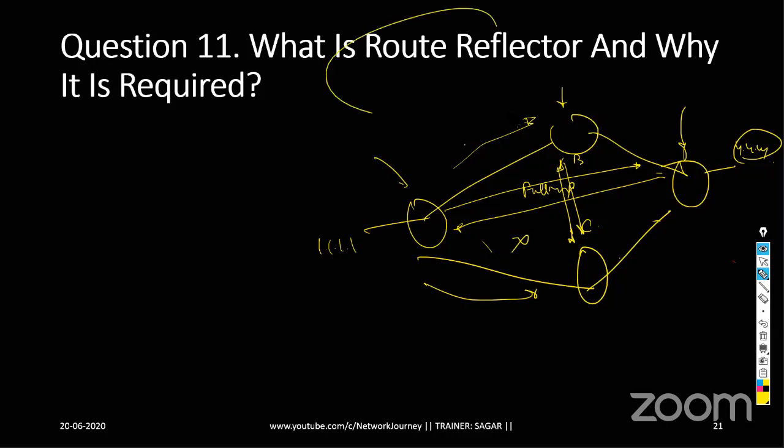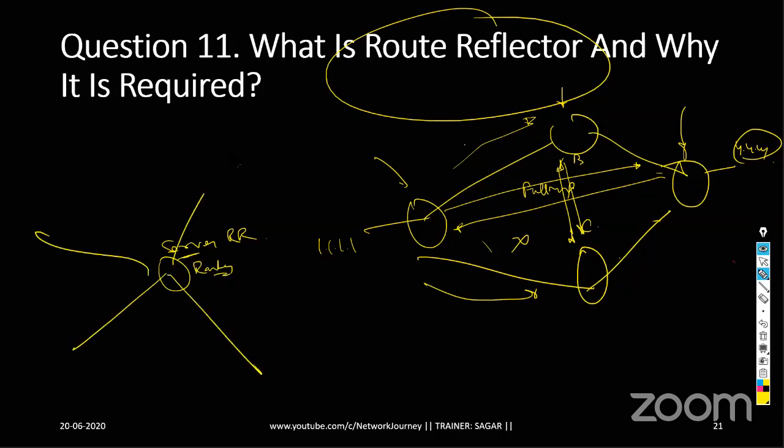So we go with a route reflector. Route reflector is a concept where we have one server acting as the route reflector. Server in the sense of a BGP router, and then you have different clients connected. The client talks to the server, and the server then passes on the information to the different clients.